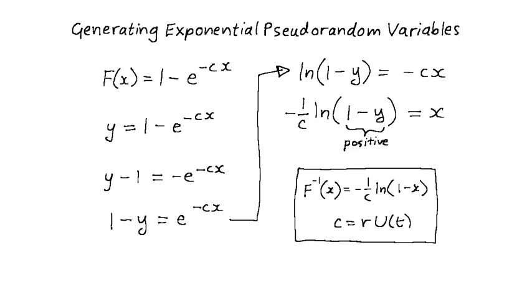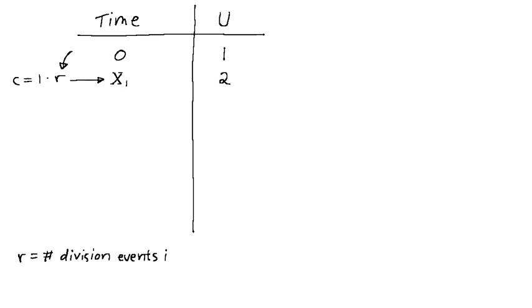Let's see how we use it to build a simulation model of cell culture growth. Our simulation starts with one cell at time 0. Then, at time capital X1, a cell division event occurs, giving us 2 cells in the culture. We find capital X1 by generating an exponential random variable using c set equal to 1 times r. Here, r reflects the number of cell division events that occur per individual, or per cell, per unit time, as in the deterministic model. A larger value of r means that cells tend to proliferate more quickly. The number 1 comes in because we had 1 cell back at time 0.